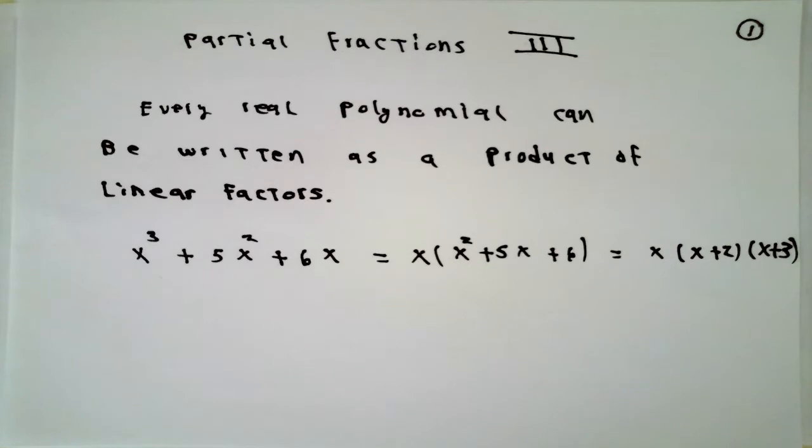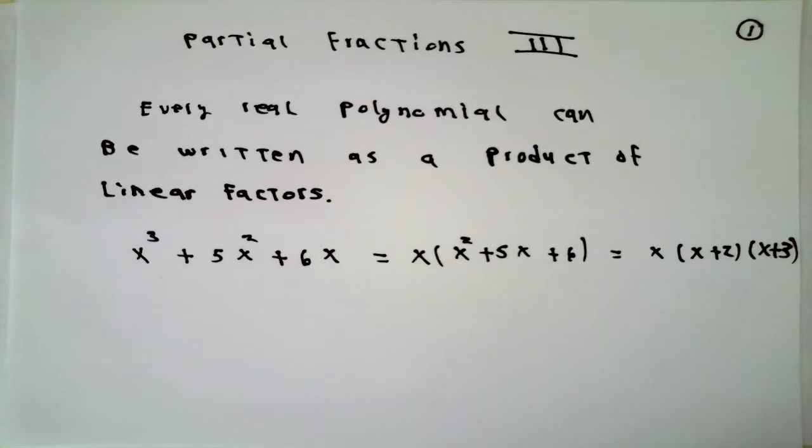As a simple example of this, x cubed plus 5x squared plus 6x can be factored into x multiplied by x squared plus 5x plus 6, which can then be written as x times x plus 2 times x plus 3. Each one of those three factors is linear. It may be worth mentioning that this reveals something about the graph of the original polynomial that you started with.